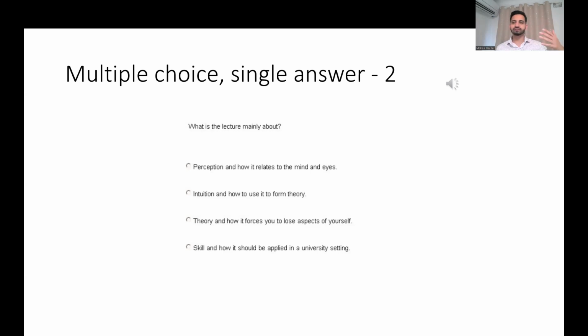It talked about a lot of information, and one of them was perception. So we're not gonna focus. I mean, it can't be how it relates to mind and eye. That was just one point made here, so that can't be the main option, right? Second option, intuition and how to use it to form theory.